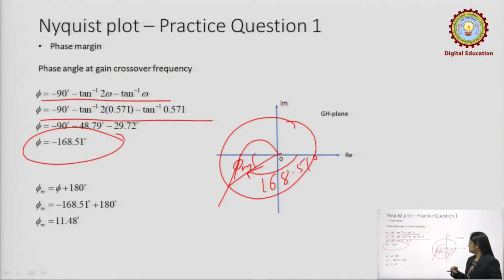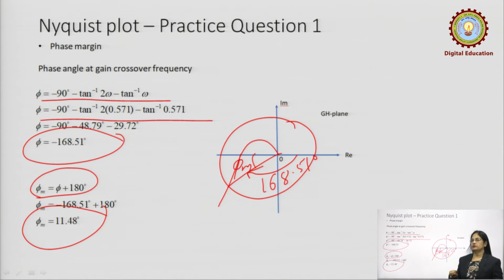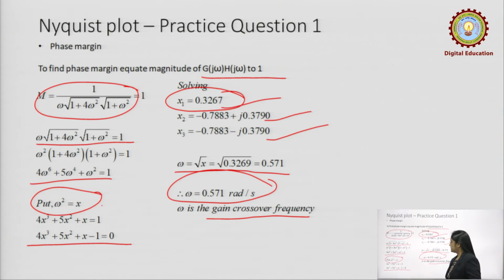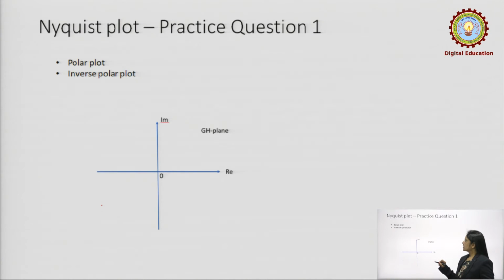So, this is the phase margin. This phi m is the phase margin, and phase margin is given by phi plus 180 degrees, which comes out to be 11.48 degrees. So, the phase margin is positive, and therefore the system is stable. We obtained the gain margin as a positive value, and also the phase margin as a positive value. So, this is the polar plot, and we also understood the phase margin and gain margin. Now, we need to complete the Nyquist plot.